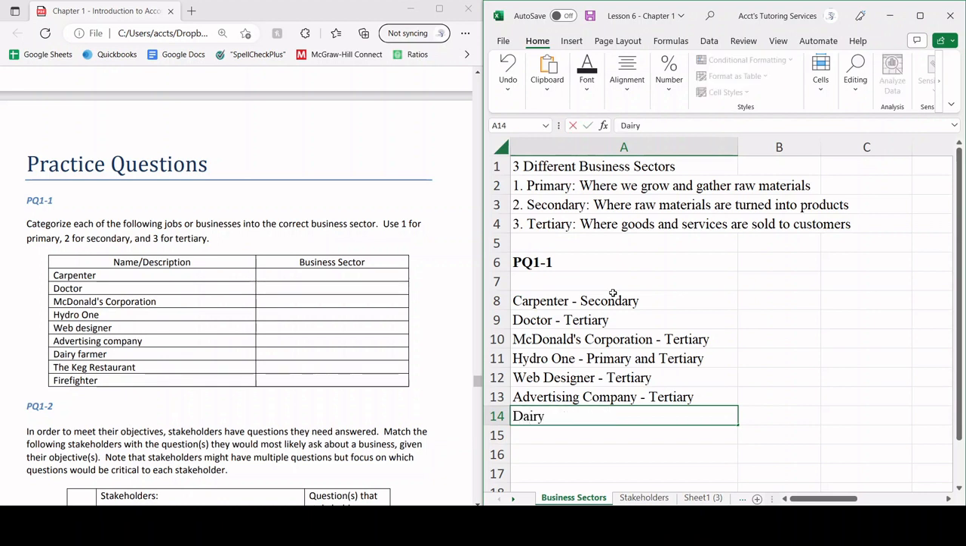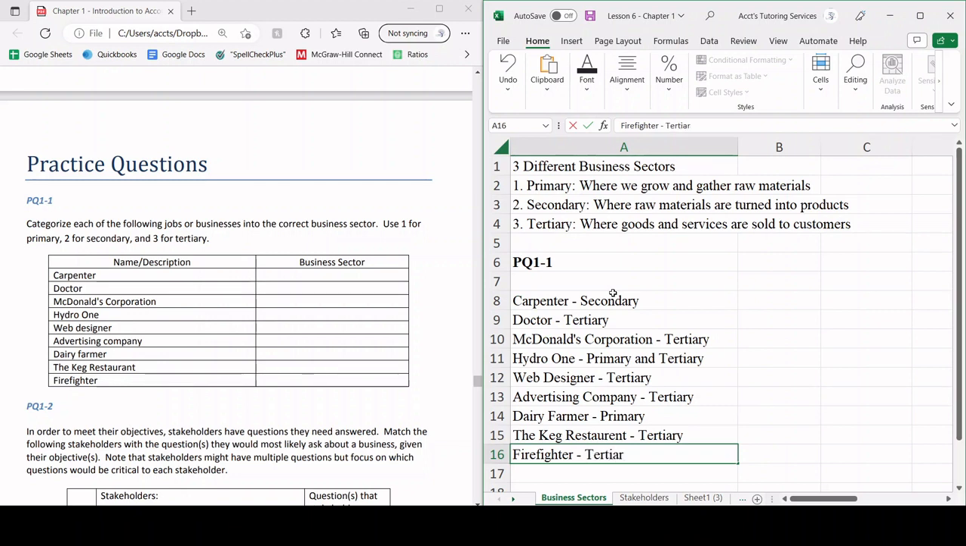Then we have a dairy farmer now. This is going to be primary because they produce the raw materials that are sold to actual manufacturers, such as to make milk or whatever, right? The Keg restaurant, we already talked about the definition of a tertiary. It's going to fall under that sector. Then we have a firefighter. Once again, they're providing the end service.